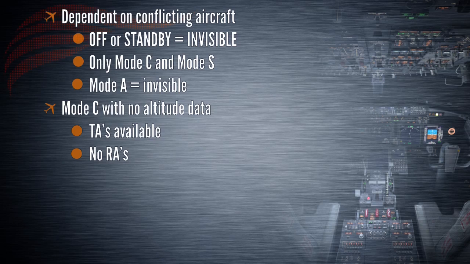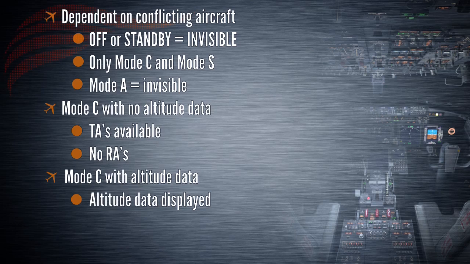Additionally, traffic symbols on the navigation display will not display altitude. A Mode C transponder with altitude reporting selected on will reply to TCAS interrogations and will supply altitude information. Traffic symbols on the navigation display will display altitude data, and both traffic and resolution advisories will be available.